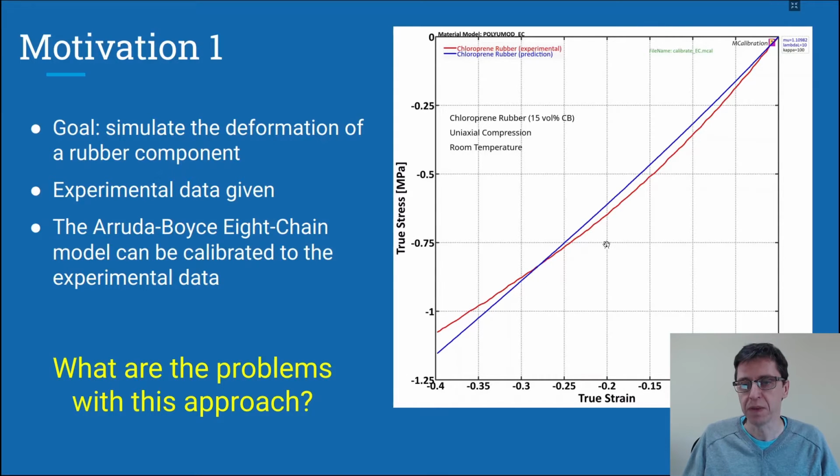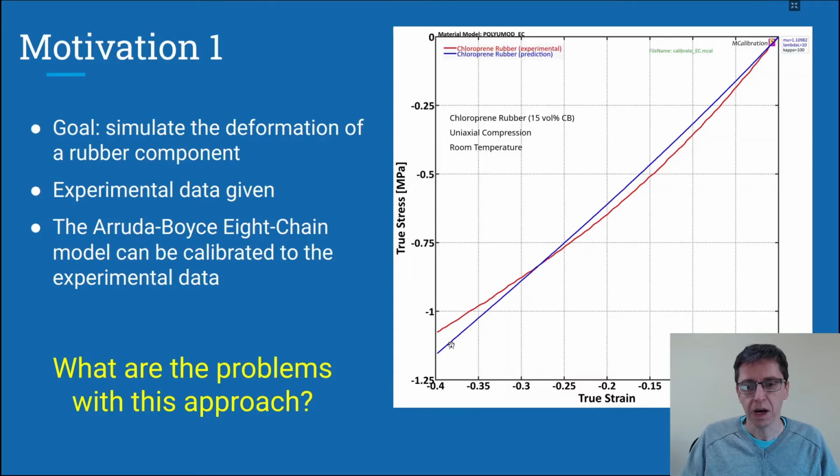We can see that the blue prediction is quite similar to the red experimental curve, and therefore one could think that this is a good model, we're in good shape, we can just use this one in our finite element simulations and expect good results. But is that really the case? Is there something else going on here? What are the problems here? What are we missing, really? So that's something to think about, right?